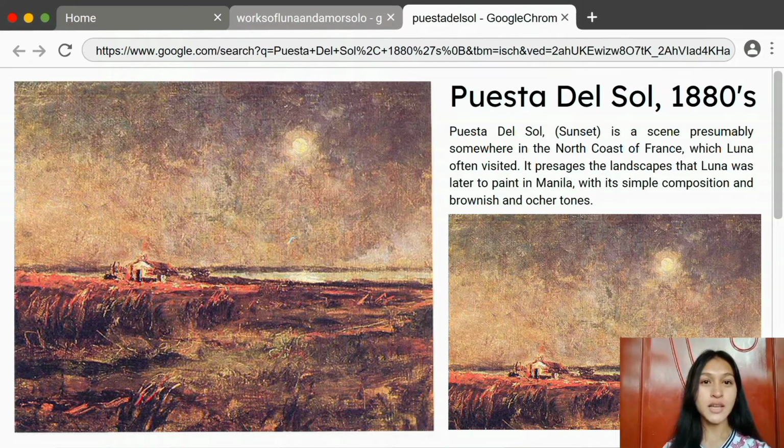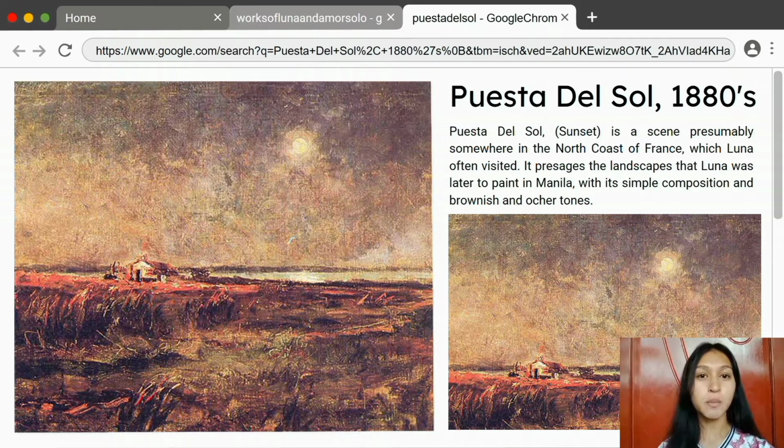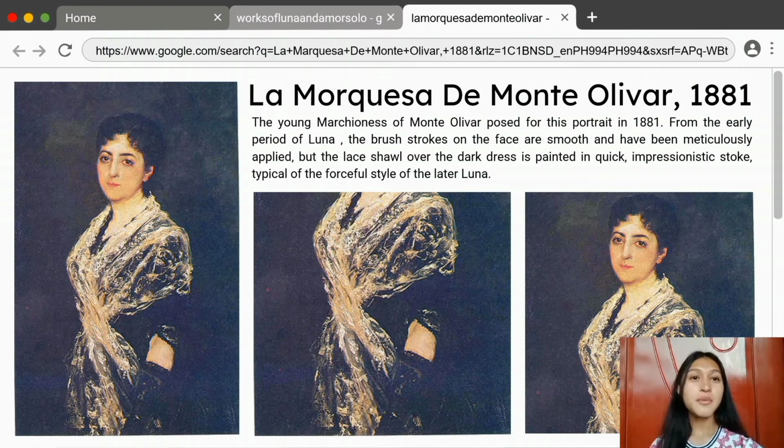Puesta del Sol, or sunset, is a scene presumably somewhere on the north coast of France, which Luna often visited. It presages the landscapes that Luna was later to paint in Manila, with its simple composition and brownish and ochre tones. The young Marquioness of Monte Olivar posed for this portrait in 1881. From the early period of Luna, the brush strokes on the face are smooth and meticulously applied, but the lace shawl over the dark dress is painted in quick, impressionistic strokes, typical of the forceful style of the later Luna.